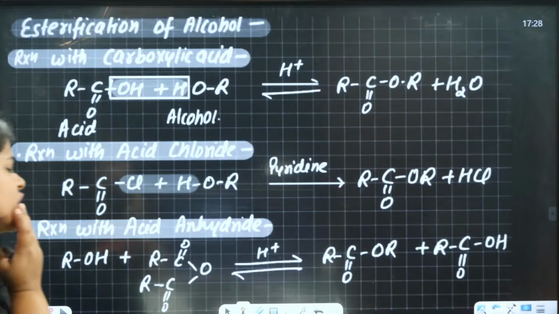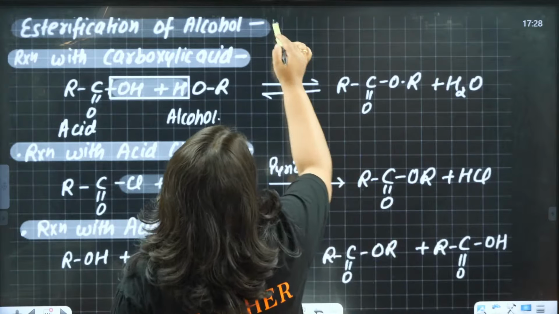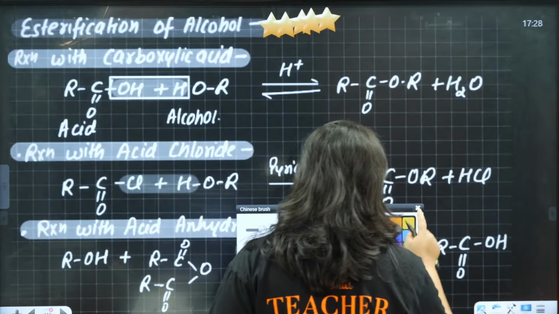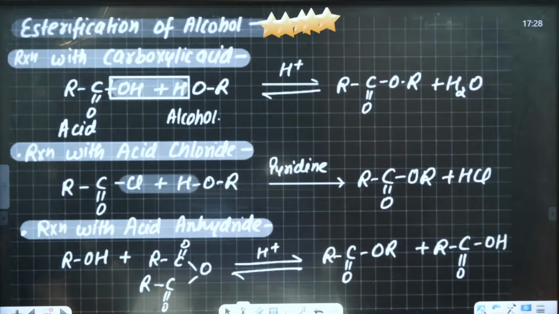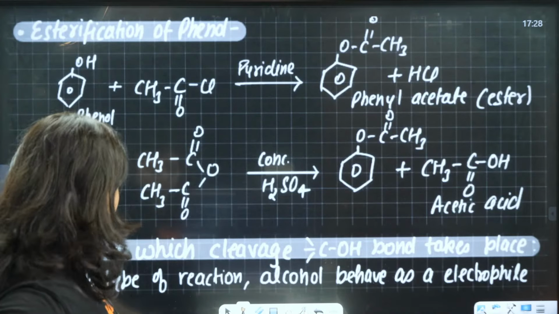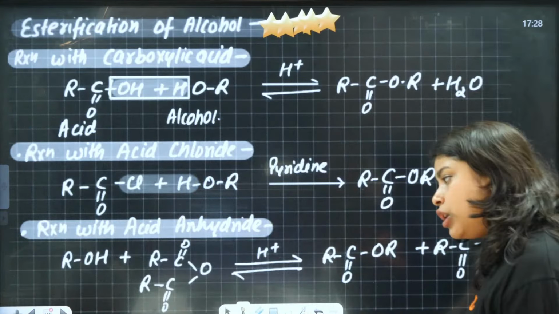Next comes the esterification of the alcohol. So this is also a fixed question from the alcohols. This is a question that has been asked many times. Clear? This also has been asked a lot of times, so make sure you practice this properly. Esterification of alcohol involves reaction with the carboxylic acid, reaction with the acid chloride, reaction with the acid anhydride, and esterification of phenol. First we'll finish with the esterification of alcohol, and esterification of phenol is also very important.